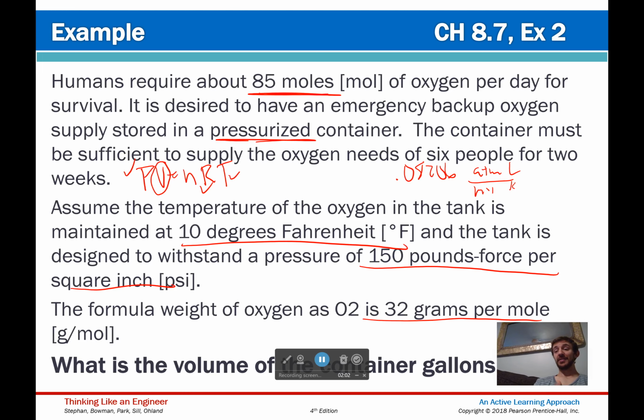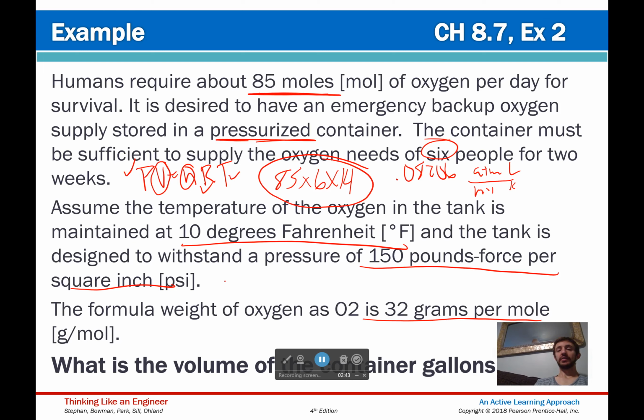Now, let's see if we can solve everything else. So what else do we have to do? Well, 85 moles of oxygen per day. We need to figure out what the number of moles is. So 85 per day, okay. And we want a backup supply for 6 people, so times 6. And for 2 weeks, so times 14, because 14 days, 2 weeks. That's a whole lot of oxygen right there. But you gotta do what you gotta do. So with that we have our number of moles, we have our temperature sort of.